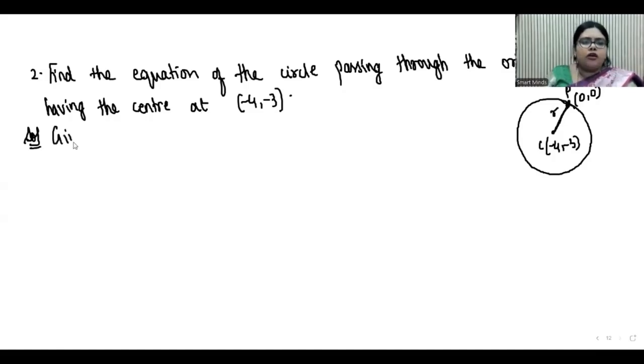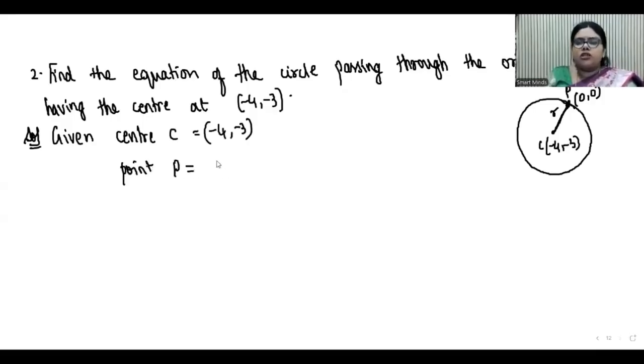So first write down what is given to us. Given center C is equal to (minus 4, minus 3). And what is the point given? Point is origin. Origin is (0, 0). Now we know that the distance between center and point is the radius. We can say CP is equal to radius. So if you find the distance between these 2 points, you get the radius.